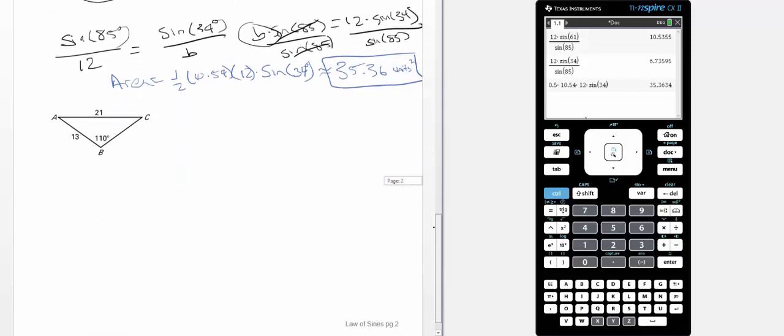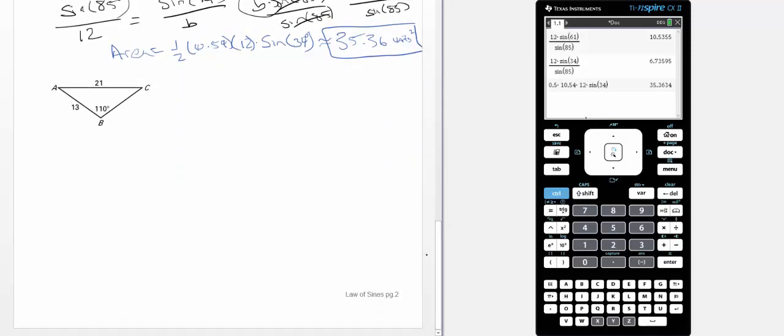Okay, I have one more example, and then we'll begin. Here's our triangle. I'm going to make my quick table to organize: angle, A, B, C, little a, little b, little c. A is across from little a, C is across from little c, B is across from little b. So the three things I know are that the length of little b is 21, the length of little c is 13, and angle B is 110.